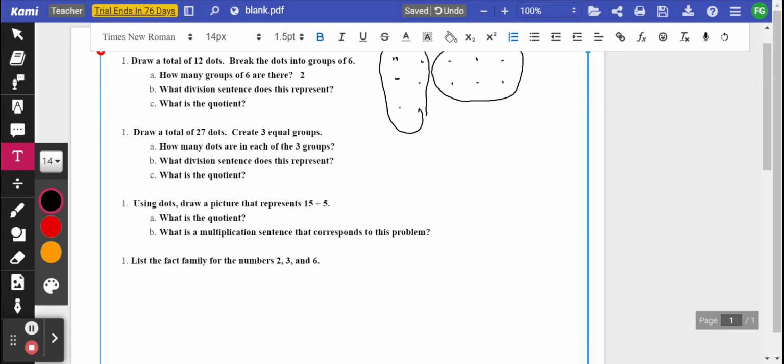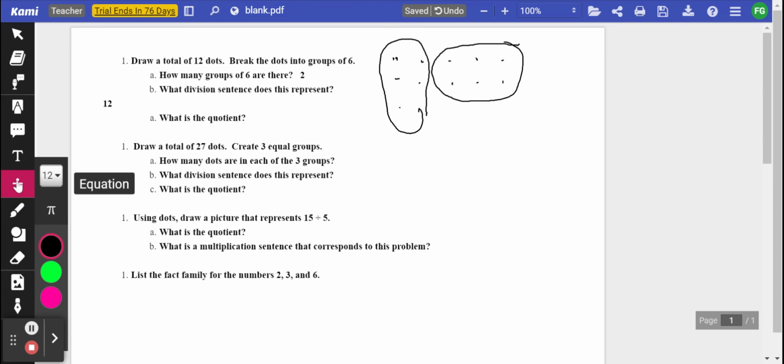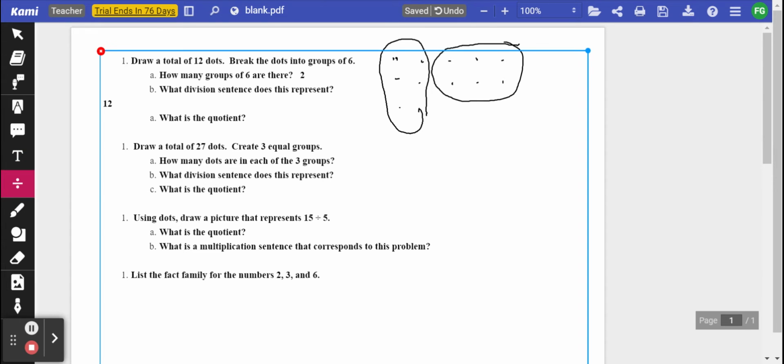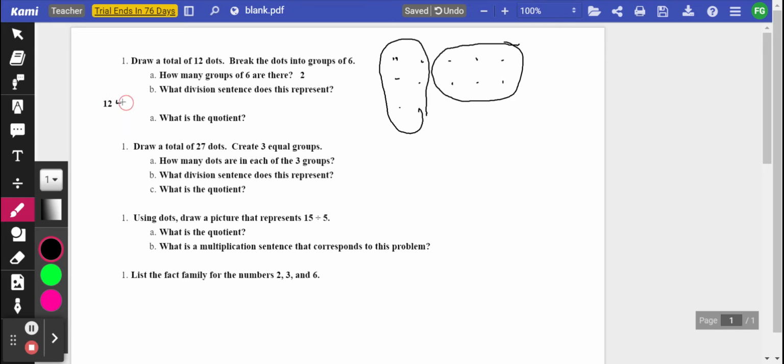Okay, what division sentence does this represent? What has happened right here is that I have taken a group of 12 and I have divided it or split it up. I have divided that into, I'm just going to draw a division symbol, groups of 6. There's 2 groups of 6. Okay, and there were a total of 2 groups. So my division sentence looks like that. 12 divided by 6 equals 2.